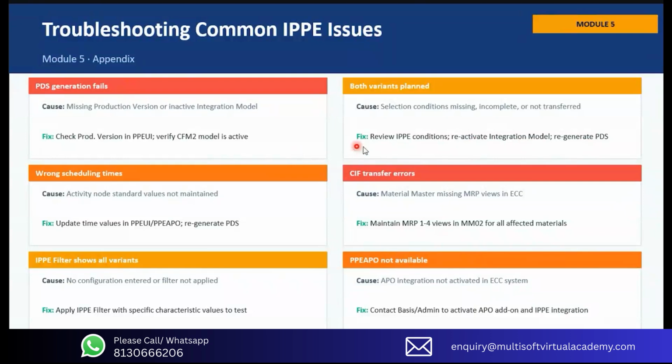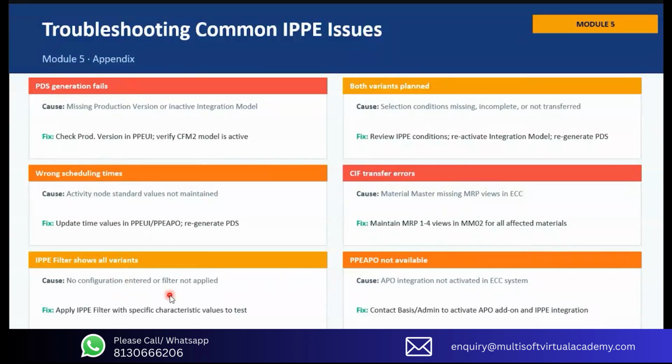This is when you integrate with the APO. Otherwise, directly you can check it and see. Wrong scheduling times: activity node standard values not maintained. If you don't maintain the values there, you don't get those, so update those values. And CIF transfer errors: generally missing MRP views. If you don't have MRP views maintained, then you get this situation, so maintain that. The IPP filter shows all variants.